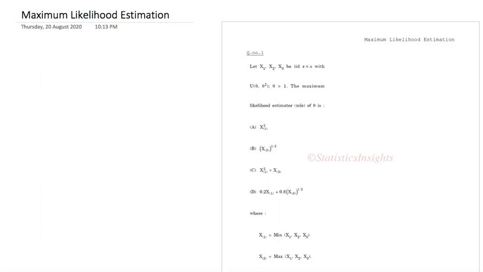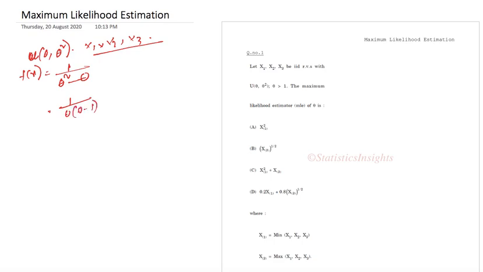So we are given that it follows uniform theta and theta square. The PDF of x will be, and there are three random variables x1, x2, x3, theta square minus theta, 1 by theta square minus theta. So the likelihood will be 1 by theta square minus theta to the power whole cube.